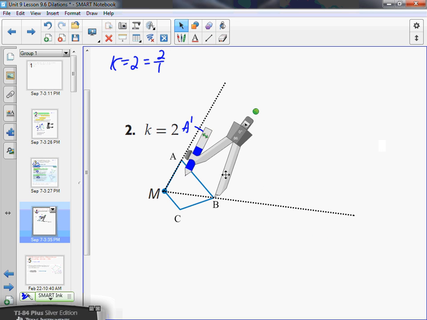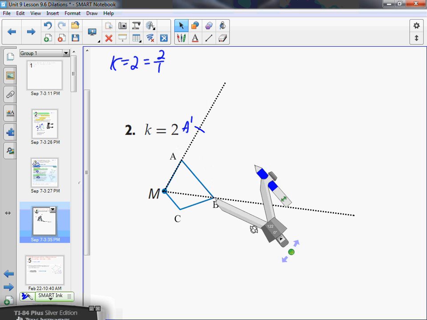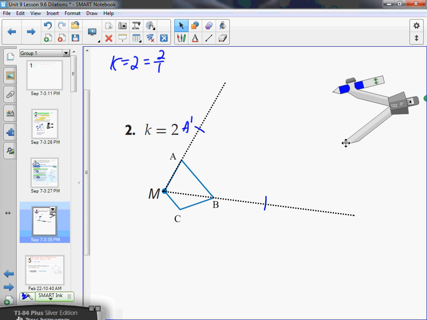We use our compass to measure the distance from B to the center. B prime is supposed to be 2 times farther away. Just measure that same distance to the other side of B. And that's where B prime goes. And I'll bet you know what to do next, don't you? Yes. There we go.